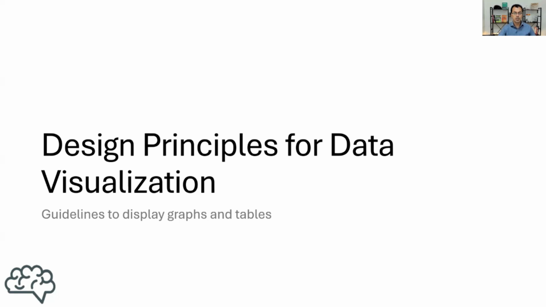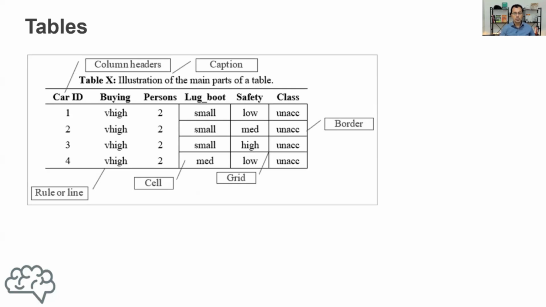Let's have a look at some guidelines to design tables and graphs. First, let's get to know some concepts related with tables. Here we have a standard table with the table caption. It's important to note that in most computer science and engineering literature, you find the table caption above the table and the graph caption under the graph. This varies depending on the discipline, but in computer science and engineering, that's usually what you're going to find.